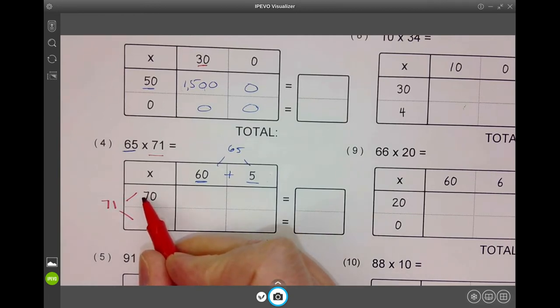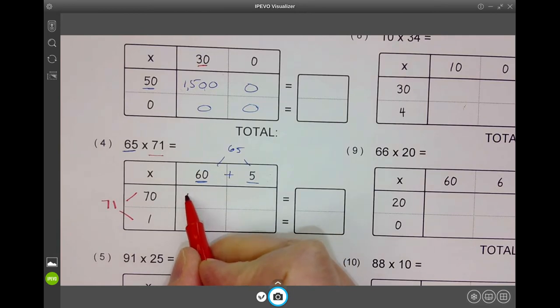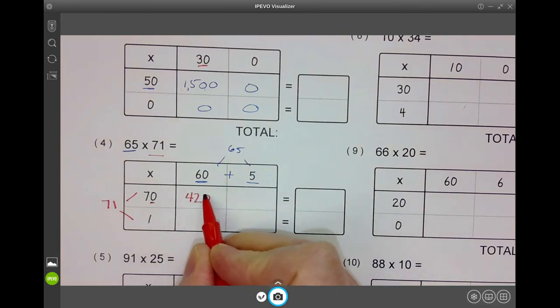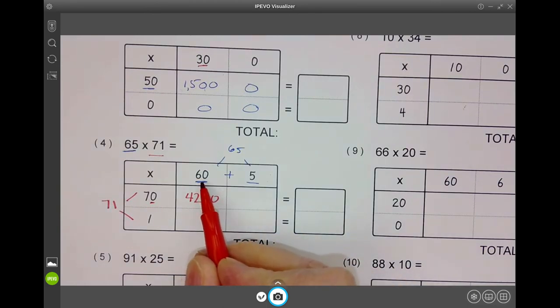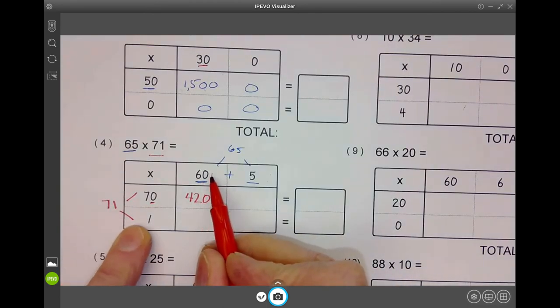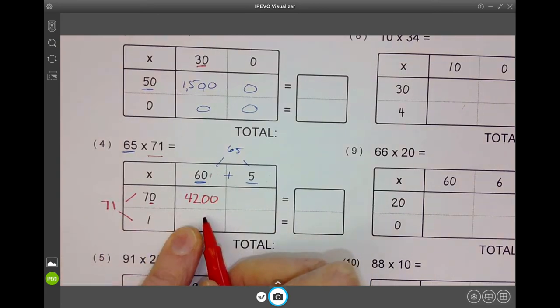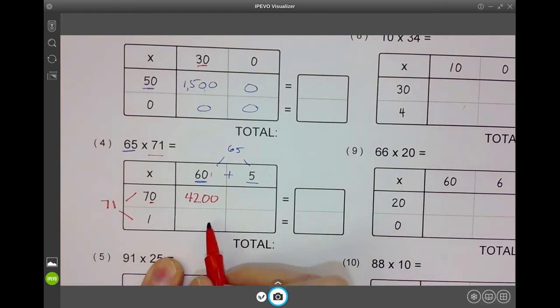So 7 times 6 is 42. And of course, I have a 0 here and a 0 here, so I will end up with 2 more zeros. 60 times 1, the 60 and the 1 meet up right here. If 1 starts traveling over and 60 travels down, they would meet right here, just like on a multiplication chart. 60 times 1 is 60.